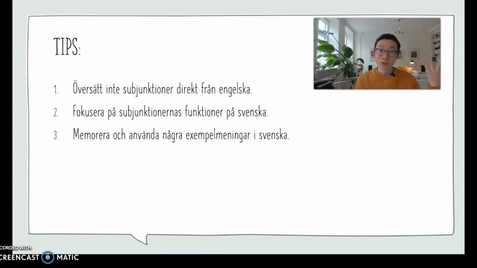Till exempel, Stockholm är en stad där jag kan. Stockholm is a city where I can. You can memorize this structure and you can replace the city, replace the verb, replace the subordinate clause and make it your own. Till exempel, Paris är en stad där jag kan bla bla bla. Okej, lycka till med den här delen.